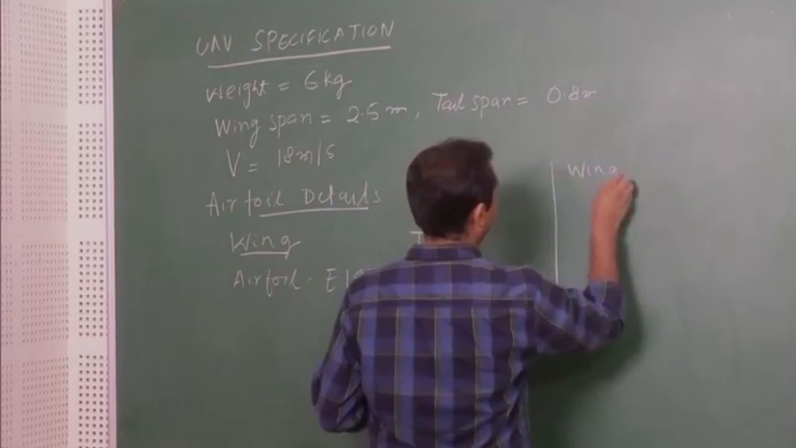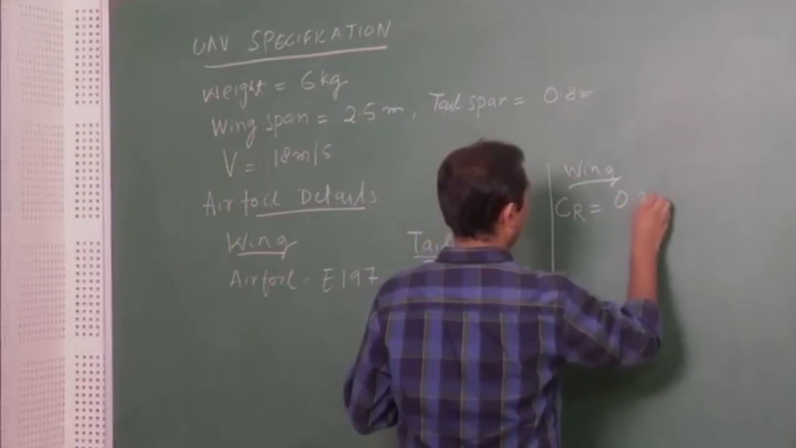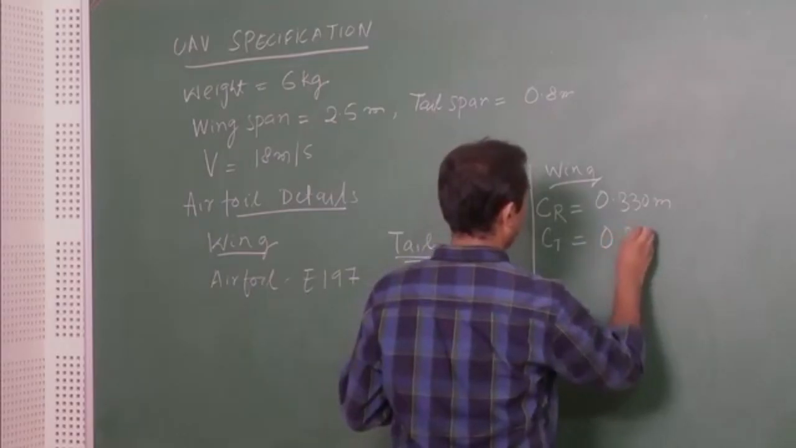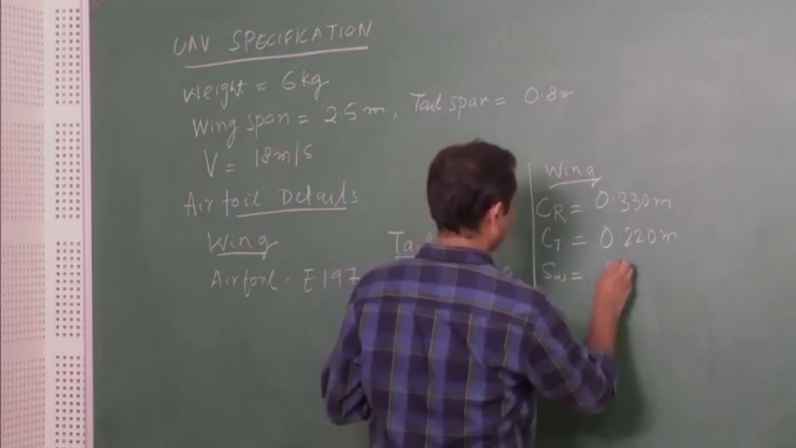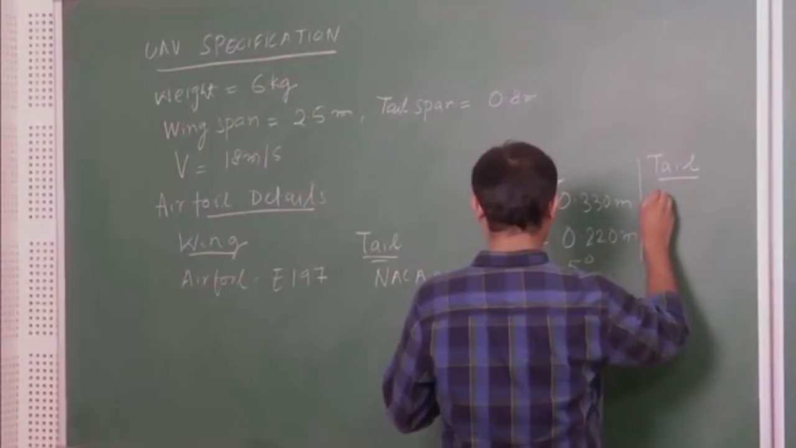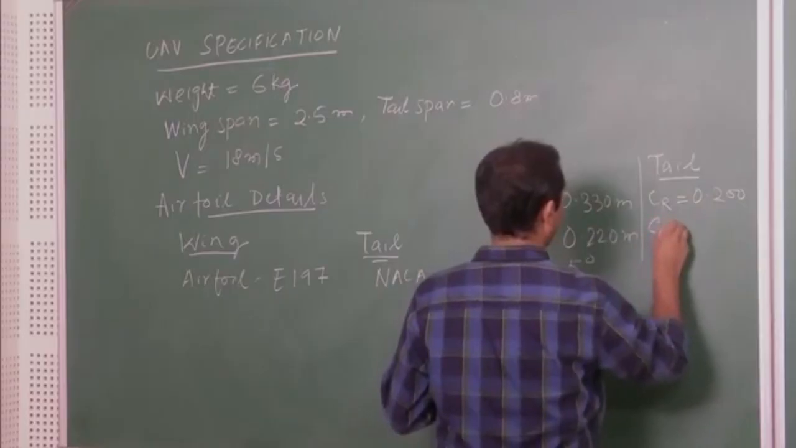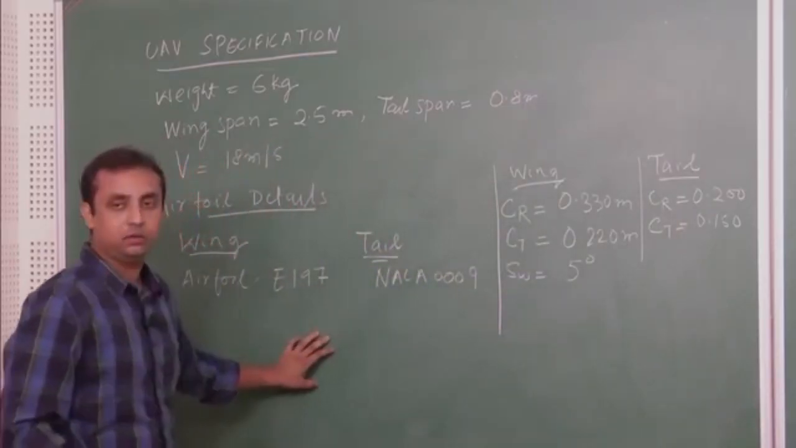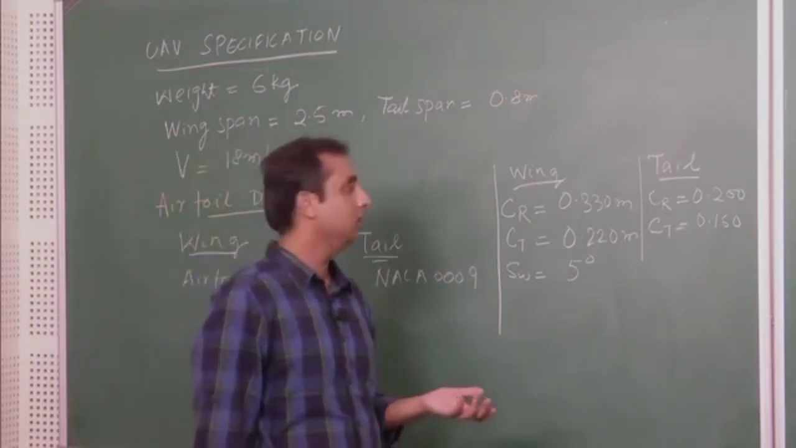wing root chord 0.330 meters, tip chord 0.220 meters, and sweep angle 5 degrees. For tail, root chord is 0.200, tip chord is 0.150. Now using this information, we have to design what will be the tail setting angle, what will be the tail arm, and what will be the position of wing and tail airfoil.